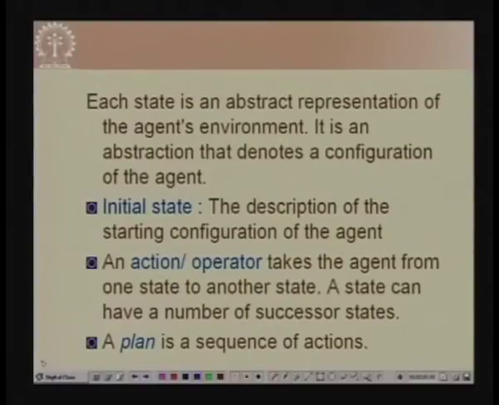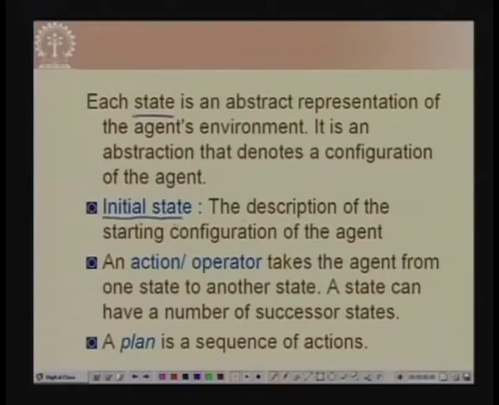Each state is an abstract representation of the agent's environment. It is an abstraction that denotes a configuration of the agent. A state denotes the current configuration of an agent. It is an abstract representation of the current configuration of the agent, which is sufficient for solving the problem that the agent needs to solve.